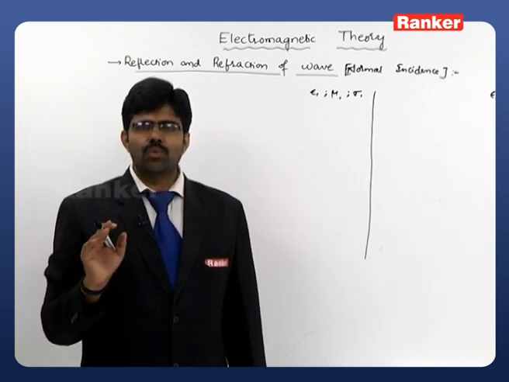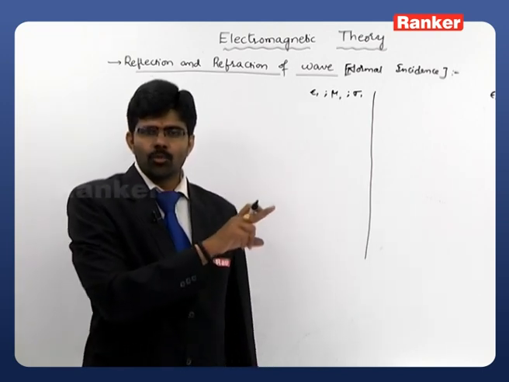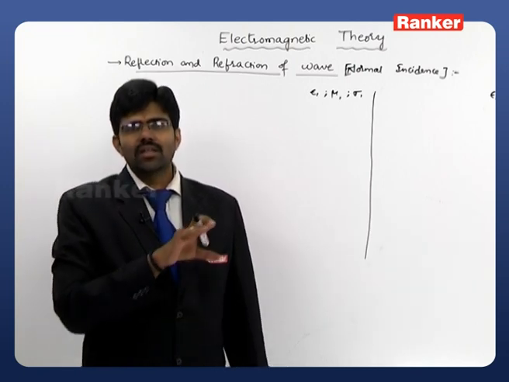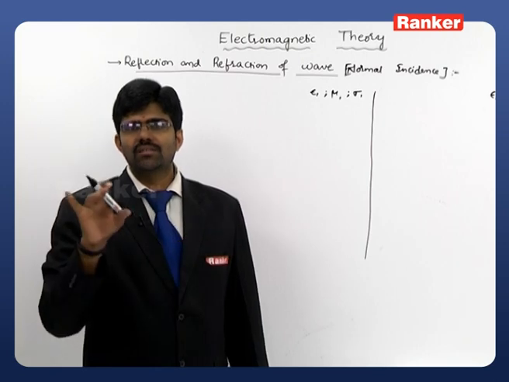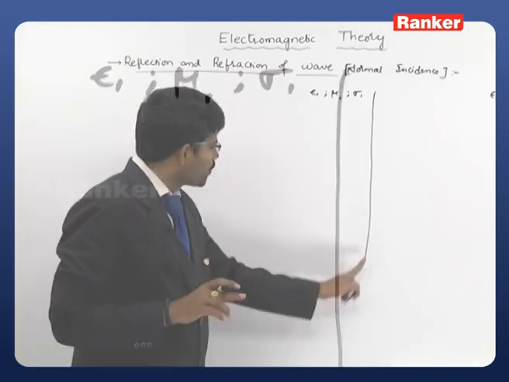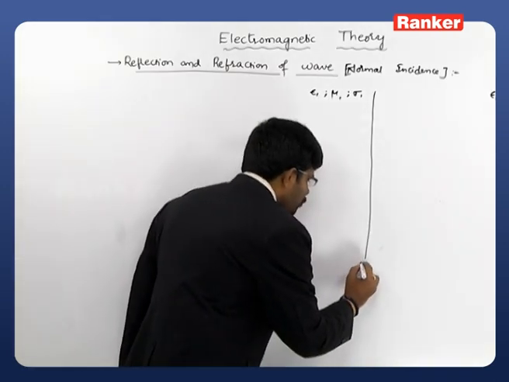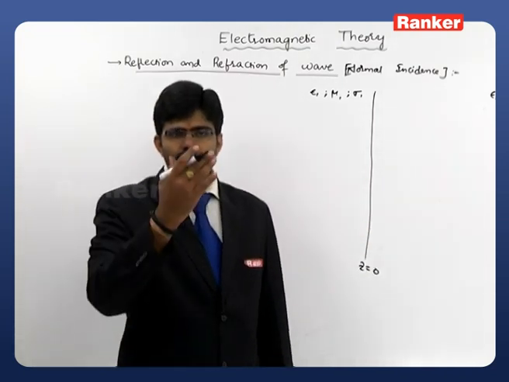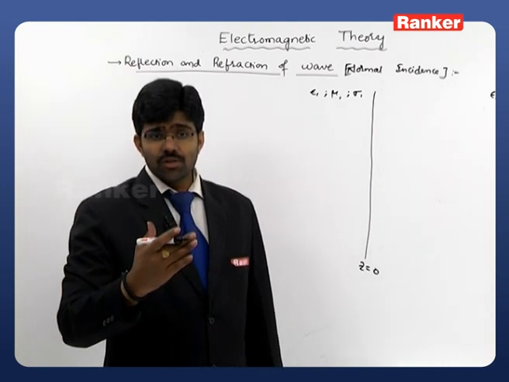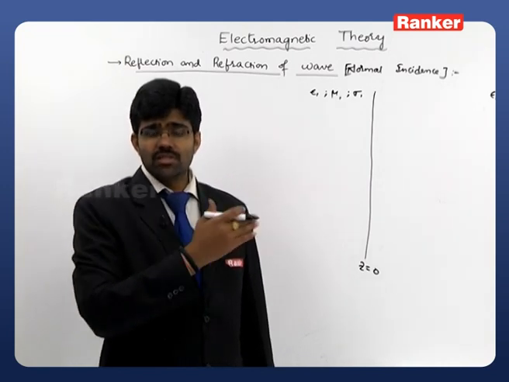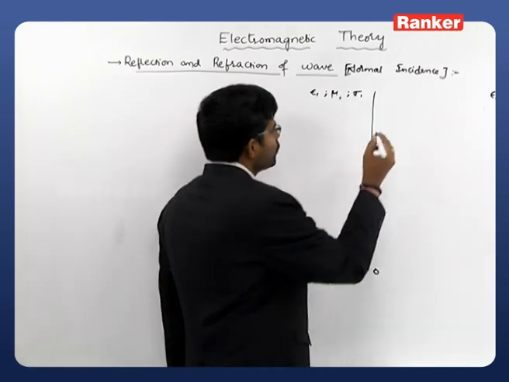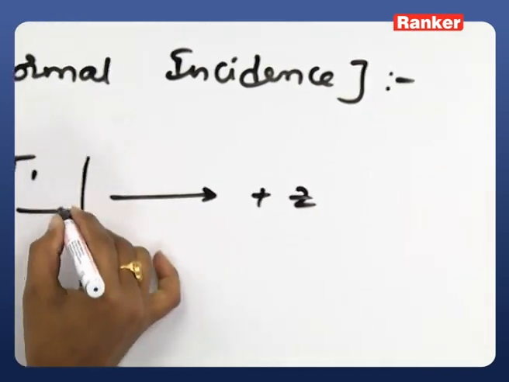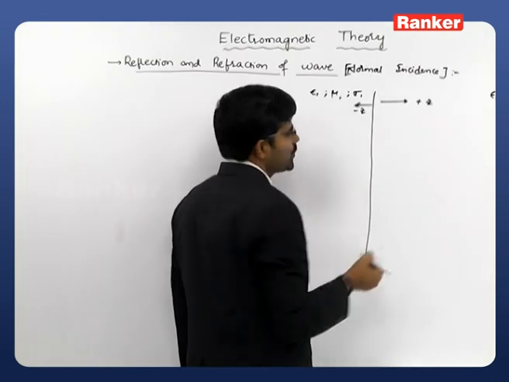As a general case, once again take the direction of wave propagation as z, a universal notation that I am considering. Assume that the boundary is at z equals 0. Clearly the boundary is at z equals 0, and I am assuming the wave propagation is in the positive z direction. So let us take this as the positive z direction, and the opposite one as the negative z direction.